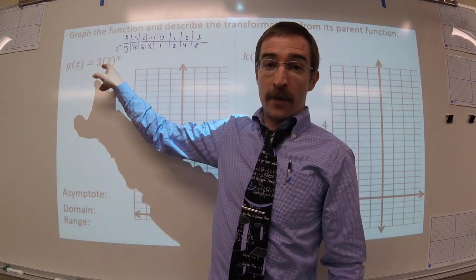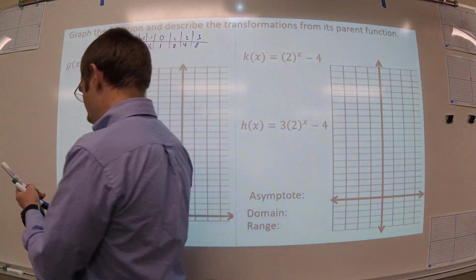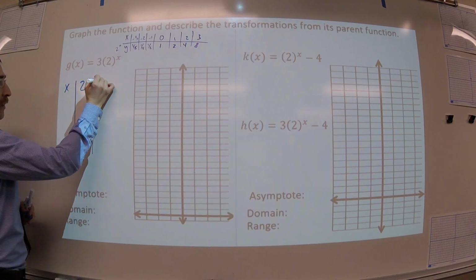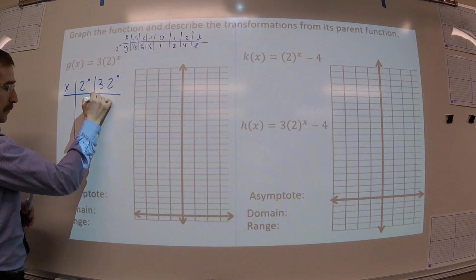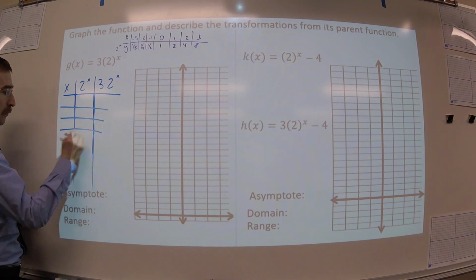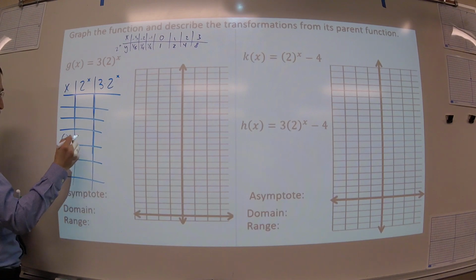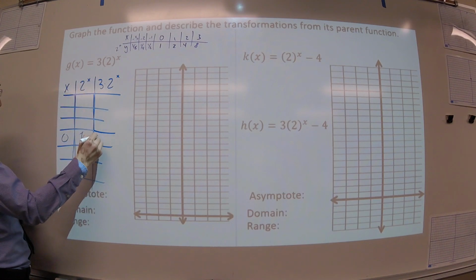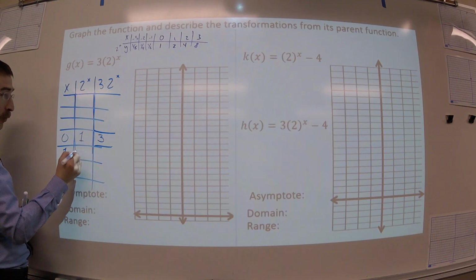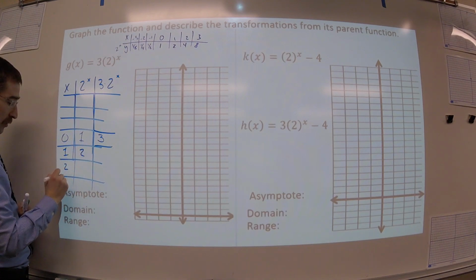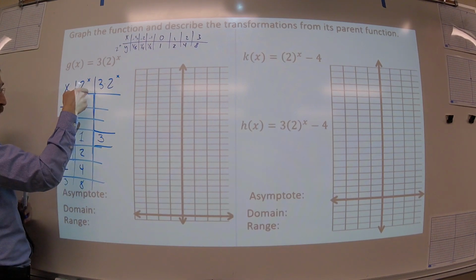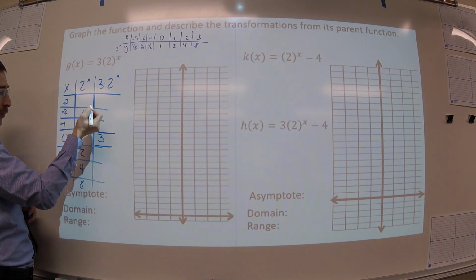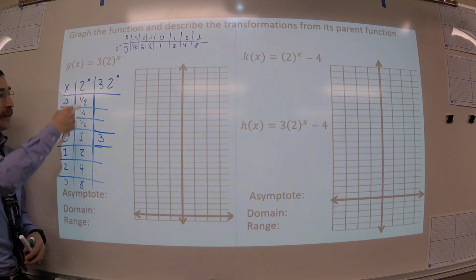So here we have 3 times 2 to the x. So I'm going to write this here: x, 2 to the x, and then 3 times 2 to the x. So 0, 2 to the 0 is 1, and then if I have 3 times 2 to the x, it's just 3 times that, so it's just 3. If I have x equals 1, 2, 4, 8, I'm just putting in the 2 to the x values here. Then 1/2, 1/4, 1/8. This is 2 to the x.